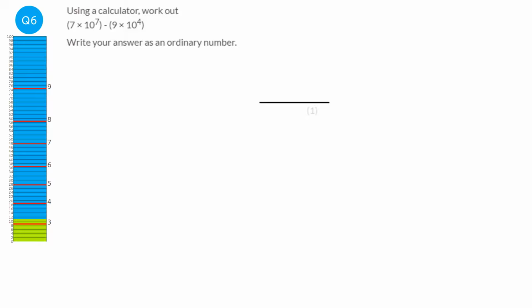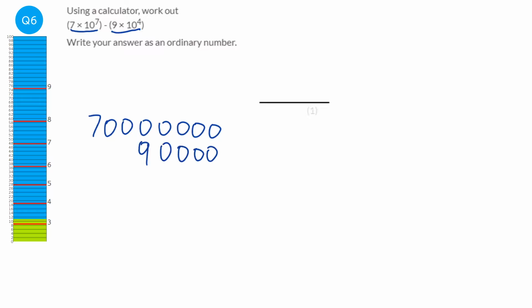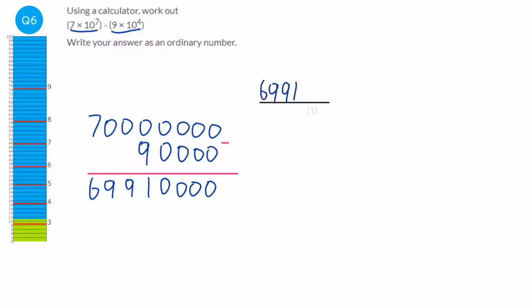So the only way of answering this question is to work out what these are as ordinary numbers. And so 7 times 10 to the power of 7 would be 7, and then 1, 2, 3, 4, 5, 6, 7 digits. And 9 times 10 to the power of 4 would be 90,000. So that would be 9, 0, 0, 0, 0. And so we're just subtracting them like that. And so we'll get 6, 9, 9, 1, 0, 0, 0, 0. And obviously if this is on the calculator paper, just type it into your calculator.